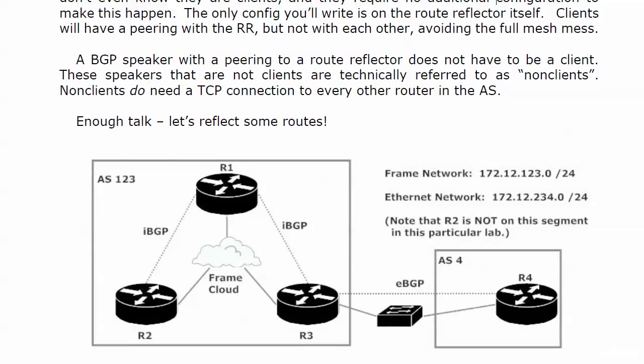And here's the setup. While we're using the same networks, the frame network 172.12.123.0, router 1 being the hub and 2 and 3 being the spokes, note that the internal peerings are only going from 2 to 1 and from 3 to 1. We do not have a full mesh. Also on the Ethernet network, we're using the number 172.12.234.0, but note that router 2 is not on this segment in this particular lab. So if you want to draw that out, I think that's a great idea, but right now I'm going to go ahead and bring the equipment up.